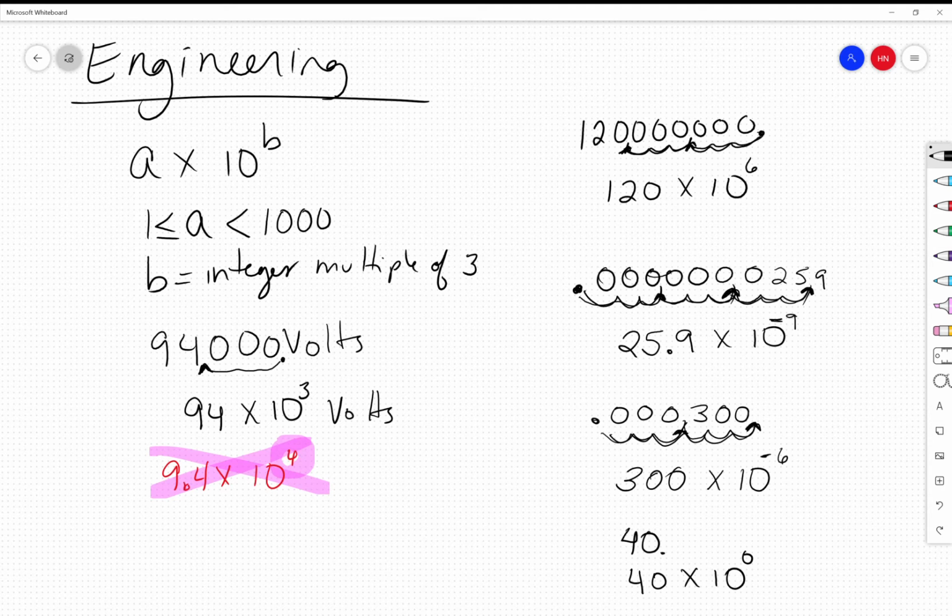Okay, I hope you were also taking notes. You can always review this video as many times as you need it. Now we're going to move on to SI prefix notation.